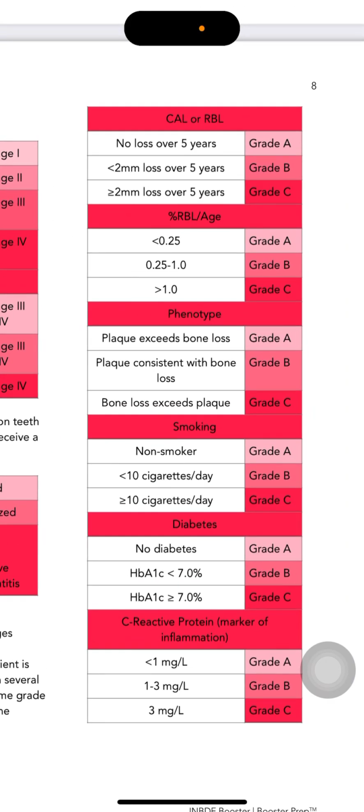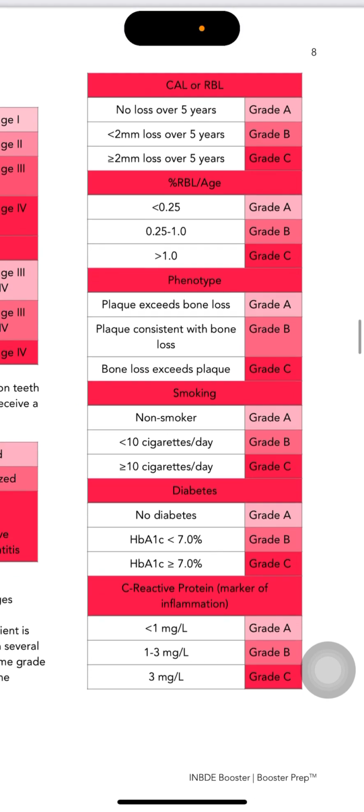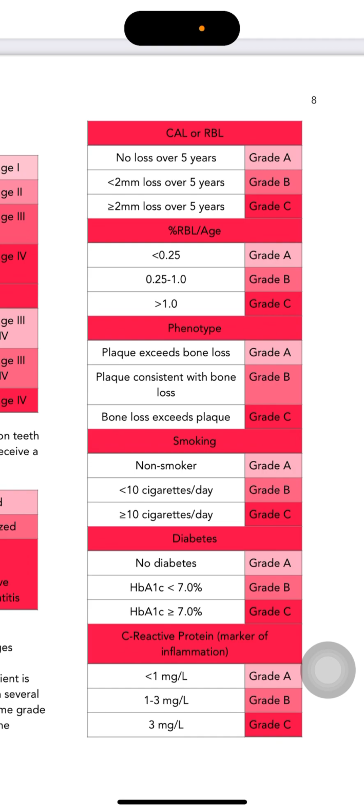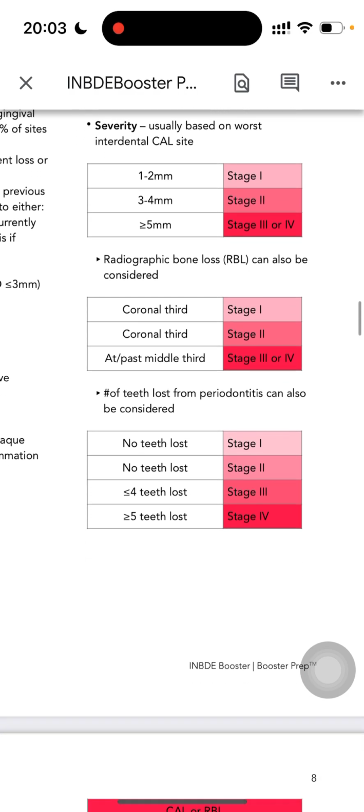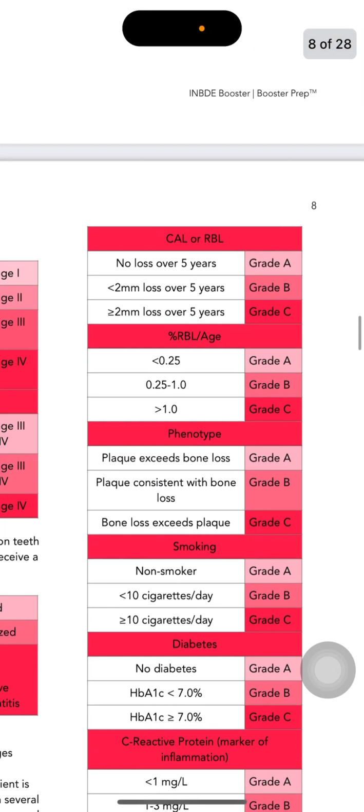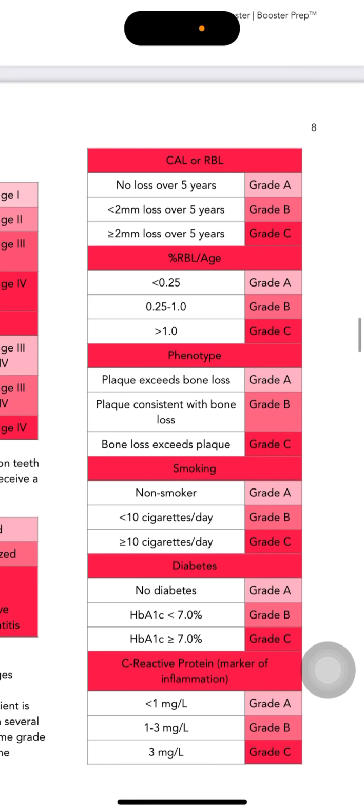CAL or BL, no loss over 5 years, grade A; smaller than 2 mm loss over 5 years, grade B; more than 2 mm loss over 5 years, grade C. Radiographic bone loss: smaller than 0.25, grade A; 0.25 to 1, grade B; more than 1, grade C.